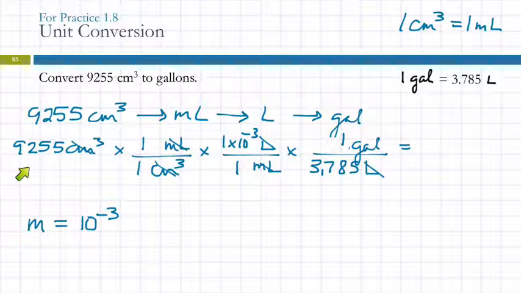So as I'm going across and multiplying and dividing, this is a number in scientific notation. And so you're going to want to use the EE or the EXP button on your calculator. So I'm going to go 9255 times 1 divided by 1 times 1 EE minus 3 divided by 1 times 1 divided by 3.785.